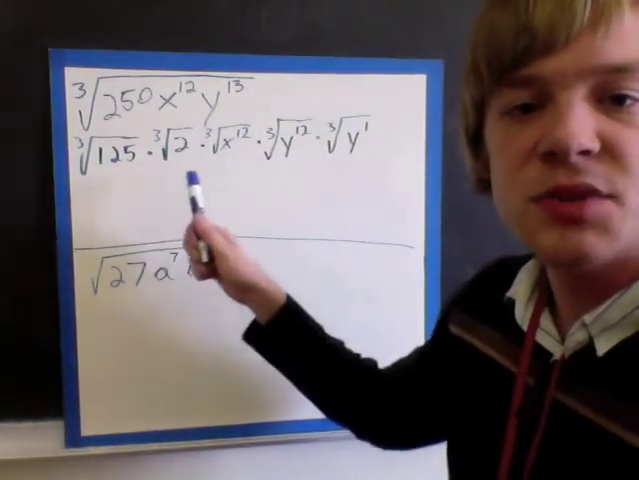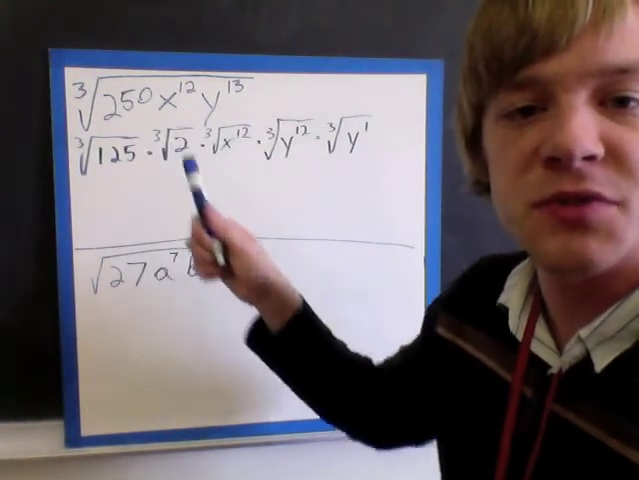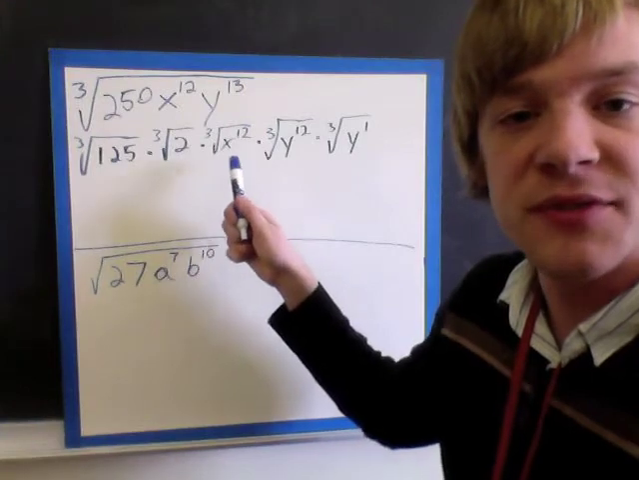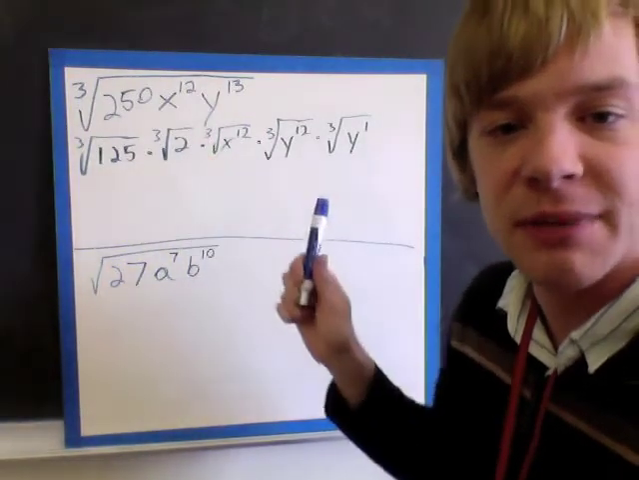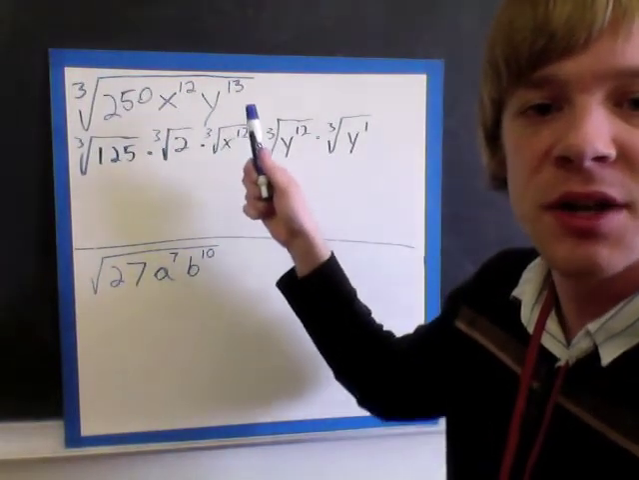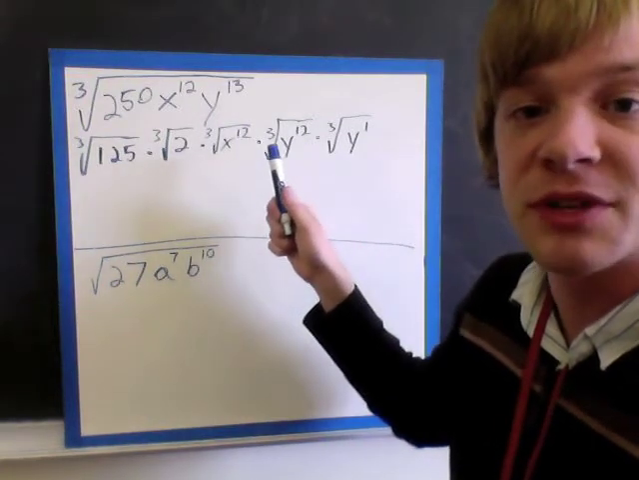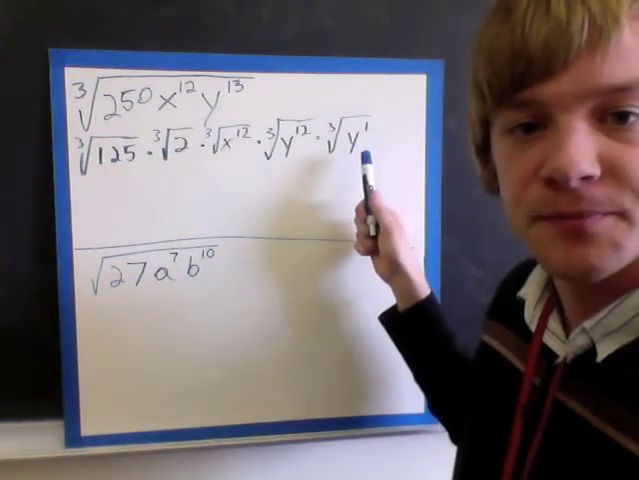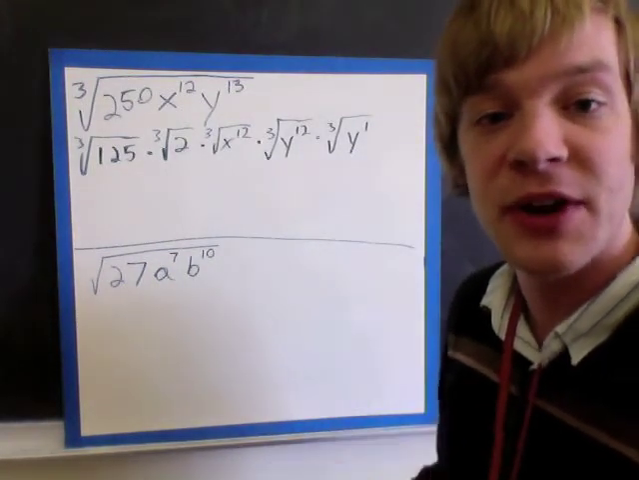So we got these two numbers from the 250 because 125 times 2 is 250. The x we left by itself. We didn't split it up because 12 can be divided by 3. And then the y's here we got because 13 isn't divisible by 3, so we split it into 12, which can be divided by 3, and 1. Now we're going to simplify everything we can. Everything we simplify is going to go in the very front.